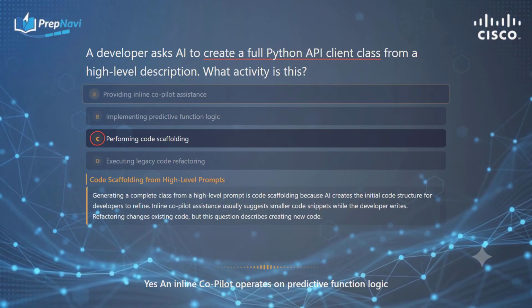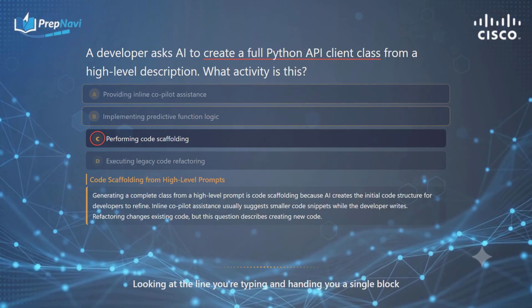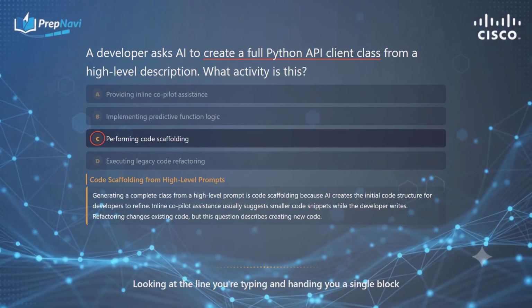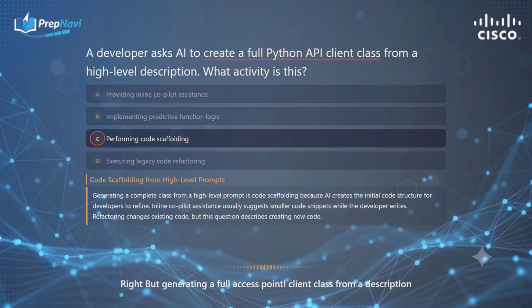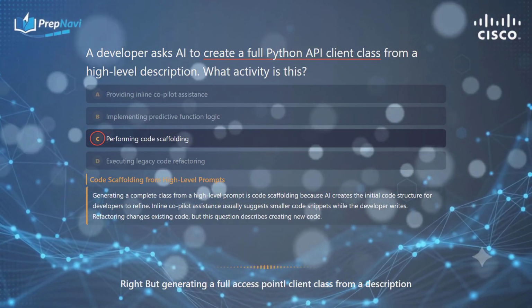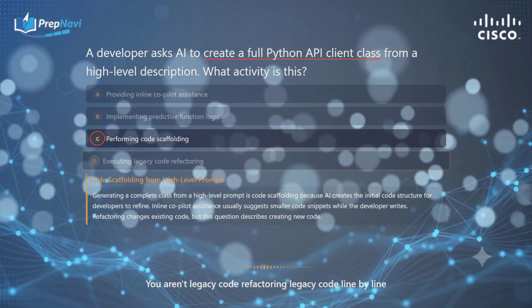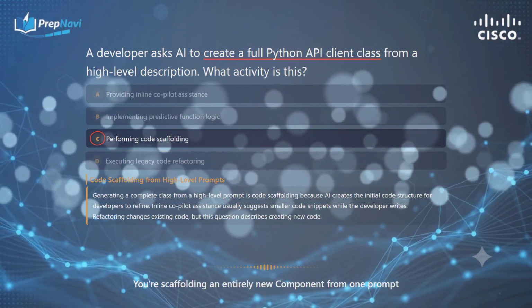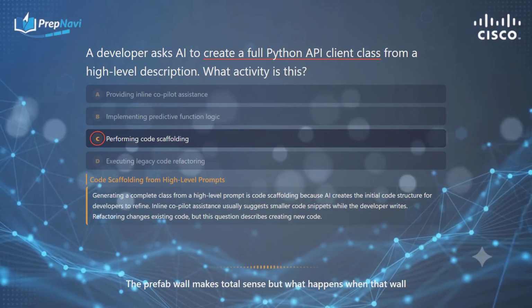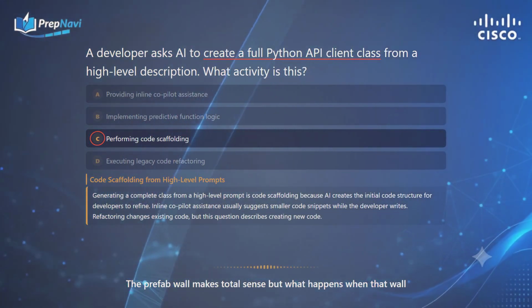Yes. An inline copilot operates on predictive logic, looking at the line you're typing and handing you a single click, just the next piece. Right. But generating a full API client class from a description is like ordering a whole prefab wall. You aren't refactoring legacy code line by line. You're scaffolding an entirely new component from one prompt. The prefab wall makes total sense. But what happens when that wall cracks?